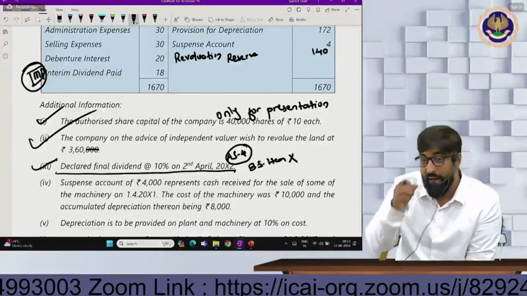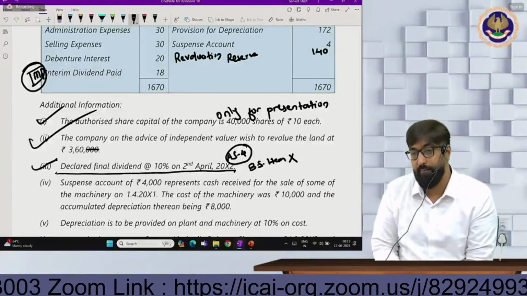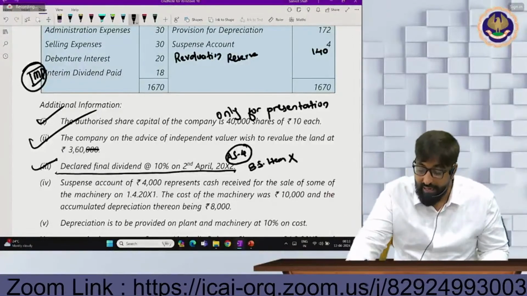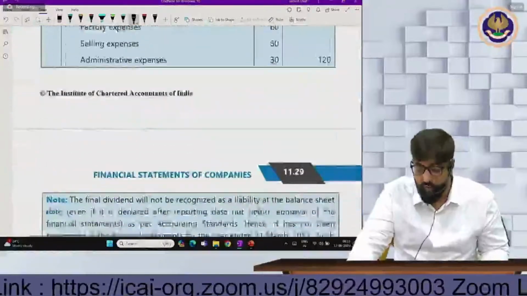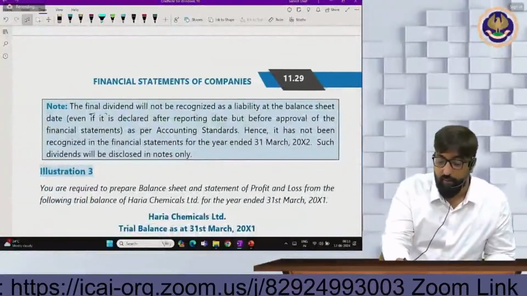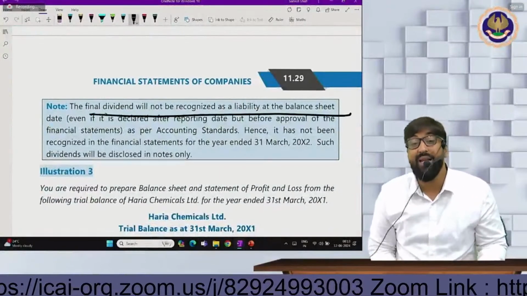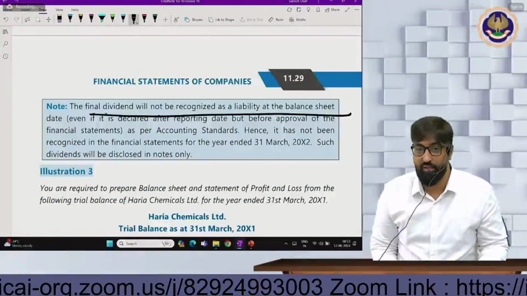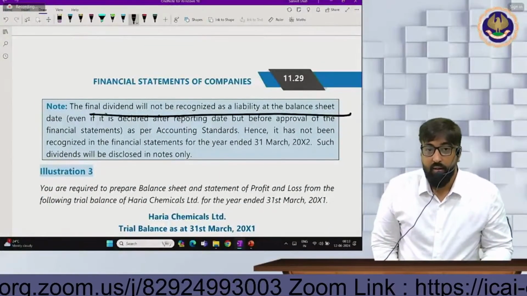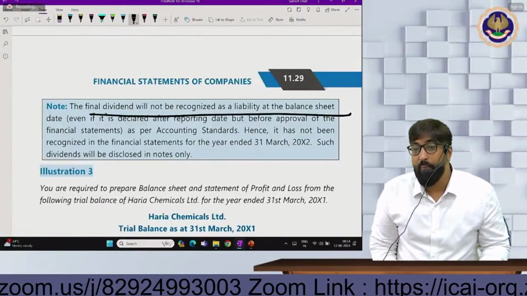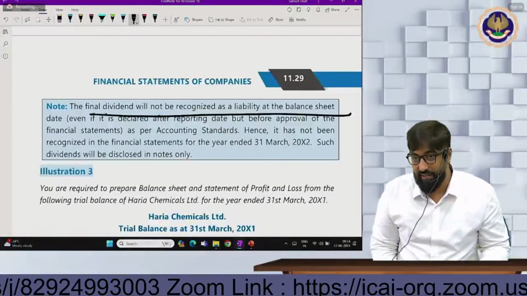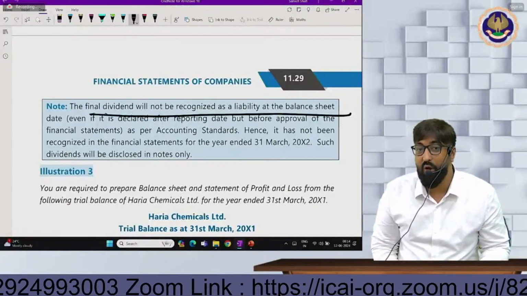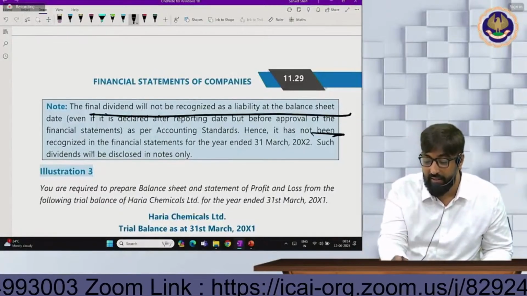Okay, so in the balance sheet you don't consider it, but still we will write one note. What are we going to write? This note: the final dividend will not be recognized as a liability in the balance sheet, even if declared after the reporting date but before approval of the financial statements. Hence, it is not recognized in the financial statement.